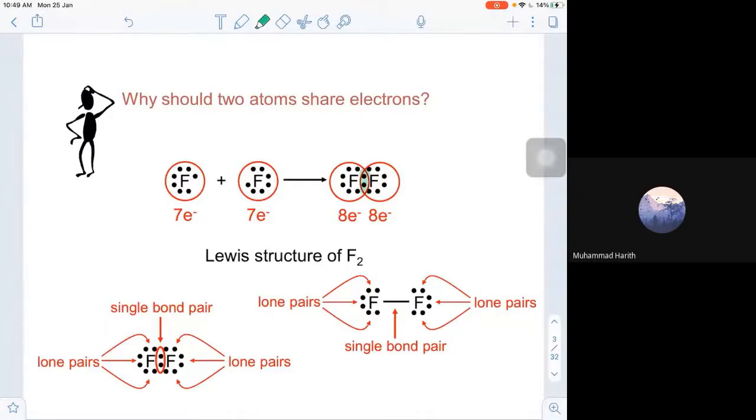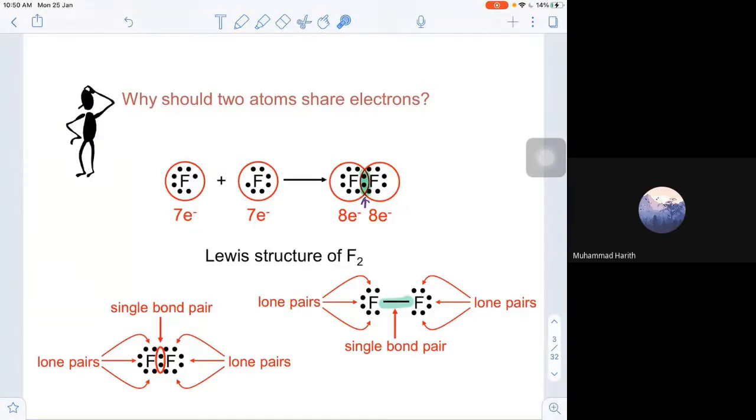They have to share their electrons to achieve a noble gas configuration or octet. Why do they have to achieve octet? Because octet is a stable configuration. So when they share the two electrons, the two shared electrons are actually the formation of this covalent bond. This shared electron pair is represented by a single dash that connects the first and the second fluorine atom, to show that they are forming a single bond with each other.